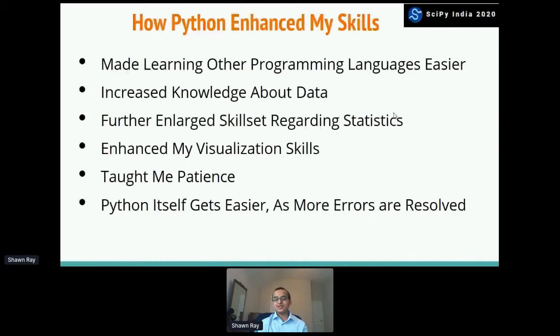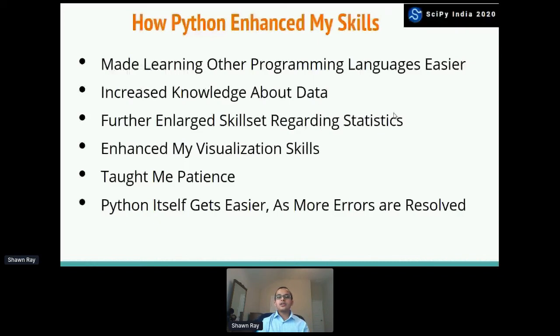And of course, the times you do get errors, it can be frustrating, but it teaches you patience because the more you get agitated, the harder it is to fix those errors. And Python itself gets easier as more errors are resolved naturally because Python has a very complicated design internally, but that design gives you very precise, very accurate, and very specific errors. And so it's a lot easier to fix them. And every time you do fix them, it makes fixing errors in the future just a little bit easier. And slowly, fixing errors is much easier.